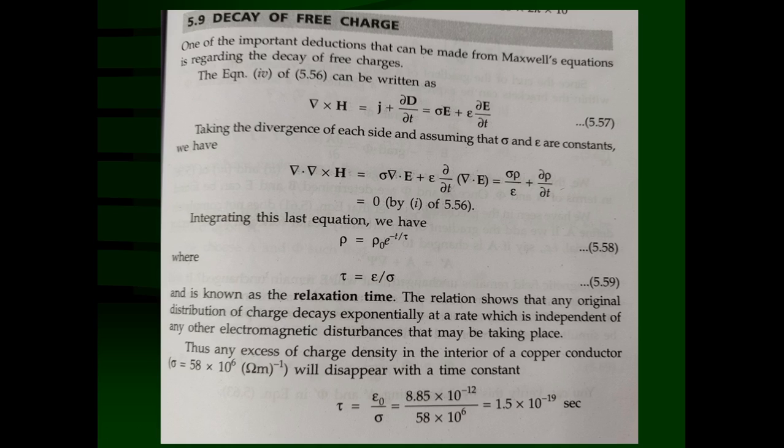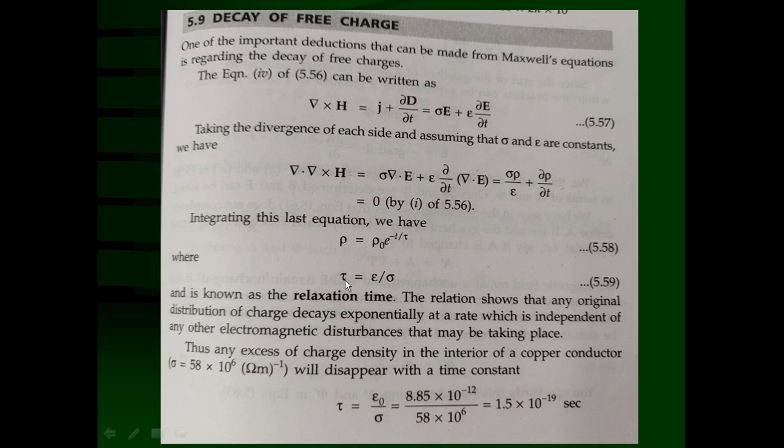Thus, any excess of charge density in the interior of a copper conductor, for which sigma is equal to 58 into 10 raised to 6 ohm meter raised to inverse, will disappear with the time constant. Why is it inverse? Because ohm meter is the unit for resistivity, and conductivity is the inverse of resistivity. That's why this unit is written as ohm meter inverse.